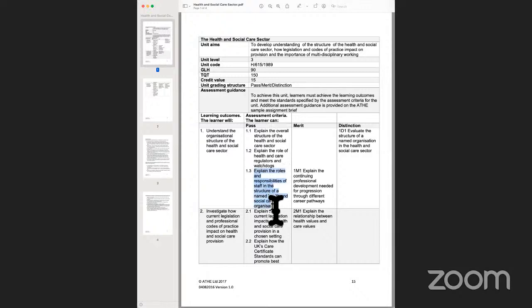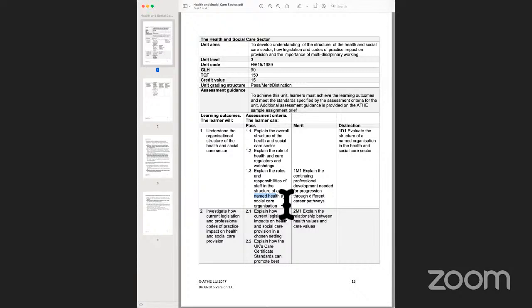The third part is about explaining the roles and responsibilities of a set of practitioners within a particular setup. I can't say National Health Service, it's a very big setup. I can look at a care home, a community center, a pharmacy, or a GP surgery, but I will need to take a named organization. That means an organization which works within the health and social care sector, under the Department of Health, under the structure created by the National Health Service.